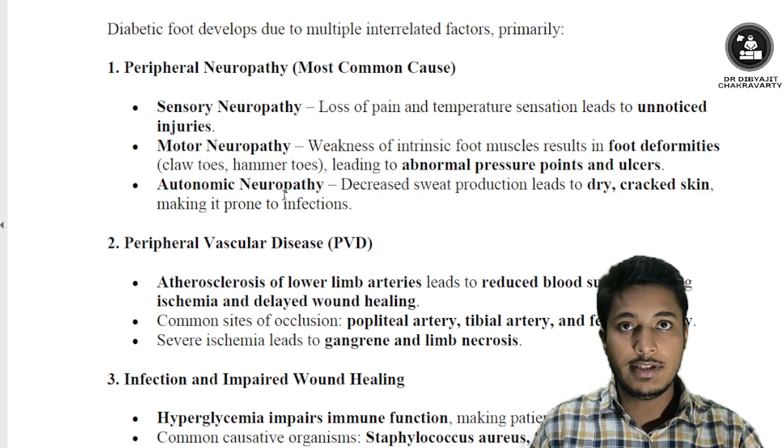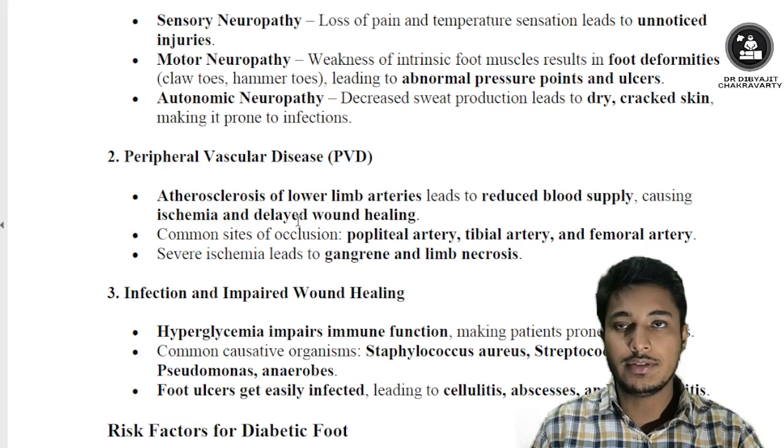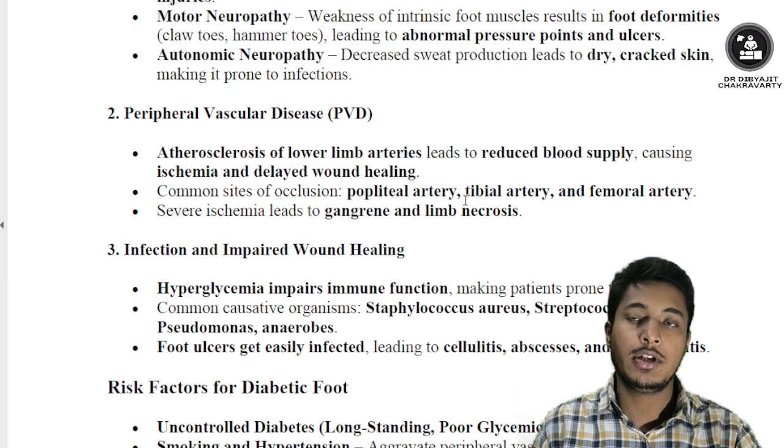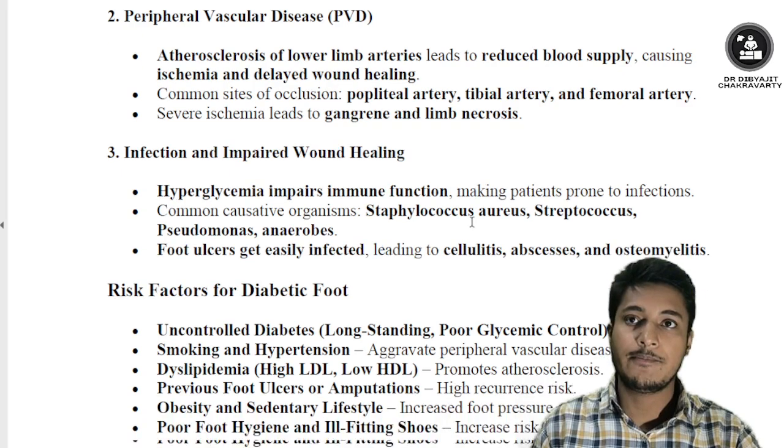Autonomic neuropathy occurs last, which decreases sweat production, finally leading to dry and cracked skin, making it prone to infections. Peripheral vascular disease being the second in the pathophysiology list, which causes atherosclerosis of the lower limb arteries, leads to reduced blood supply, causing ischemia and delayed wound healing. The common sites of arterial occlusion being the popliteal artery, tibial artery, and femoral artery. Severe ischemia leads to gangrene and limb necrosis.